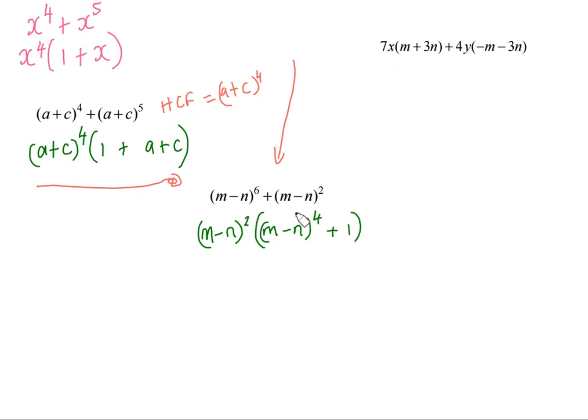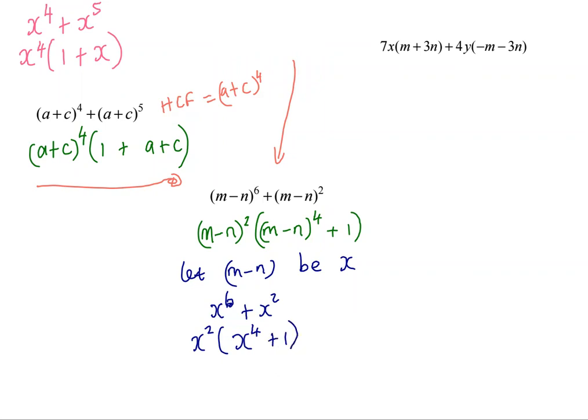So you can also take this and let m minus n be x. So this one is going to be x to the power of 6 plus x squared. Then you're going to take x squared outside. Then you're left with x to the power of 6 minus 2, which gives you x to the power of 4, plus 1. That's what we get as a final answer.